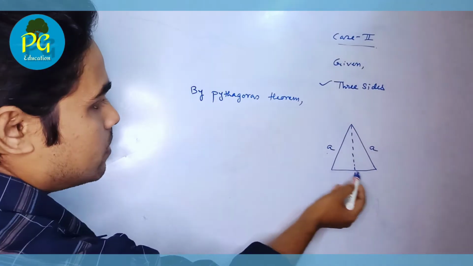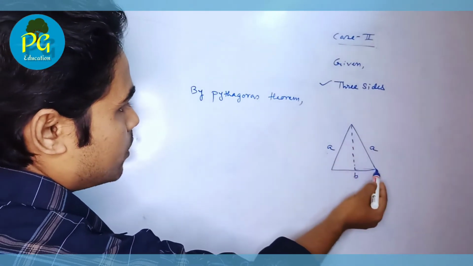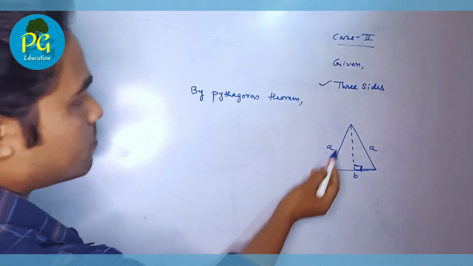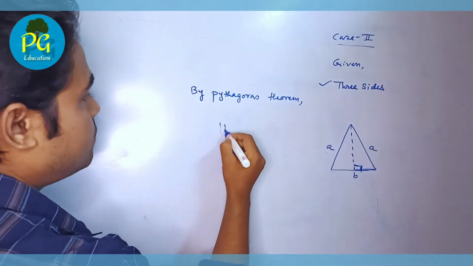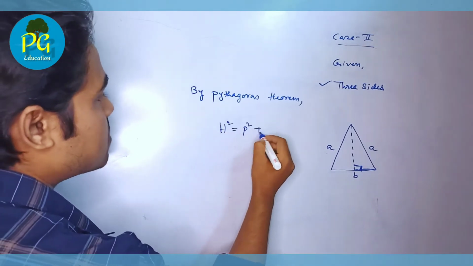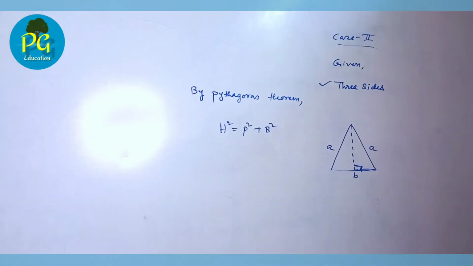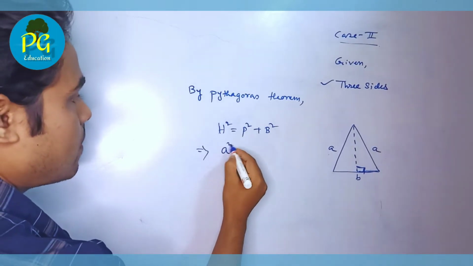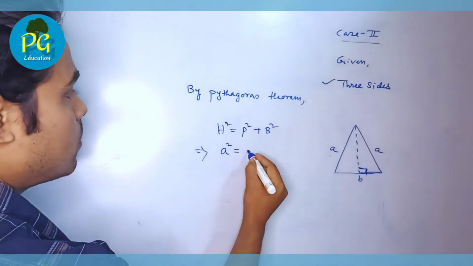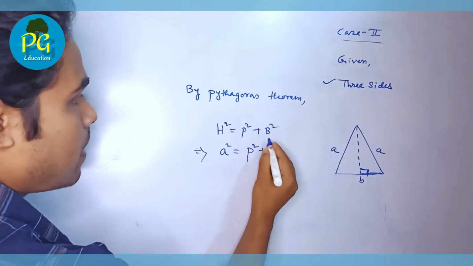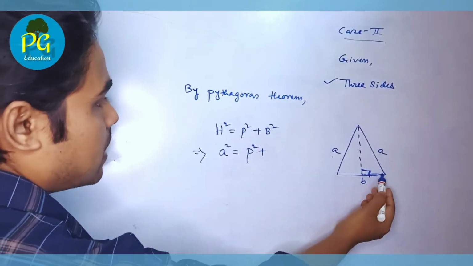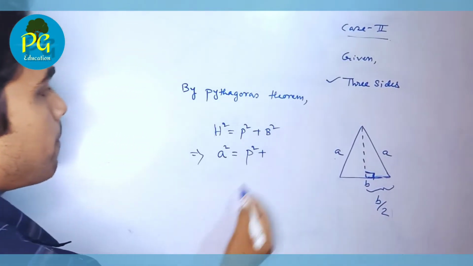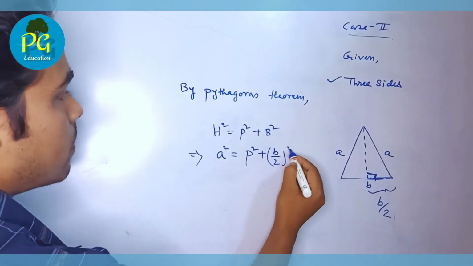This is the perpendicular, this is the base and this is the hypotenuse because it is a right angle triangle. So by Pythagoras theorem, h square equal to p square plus b square. H is A, P is unknown, so let it be P, and B is this one, that means B by 2. This portion is B by 2. So B by 2 whole square.